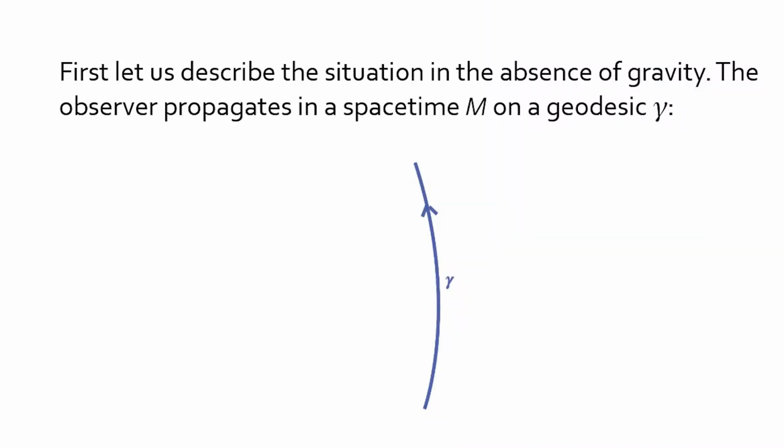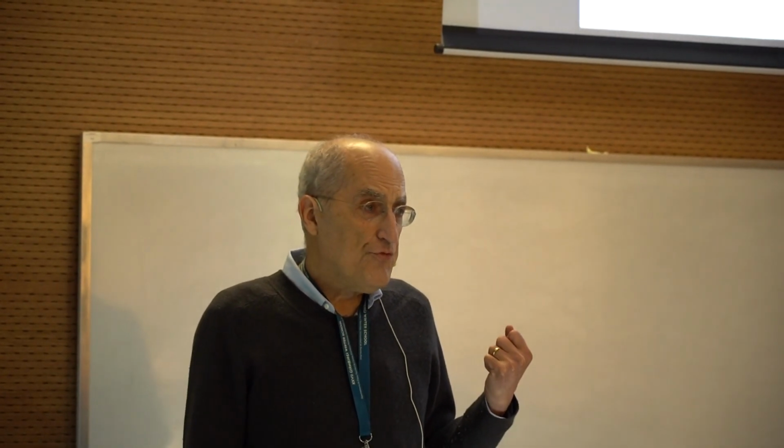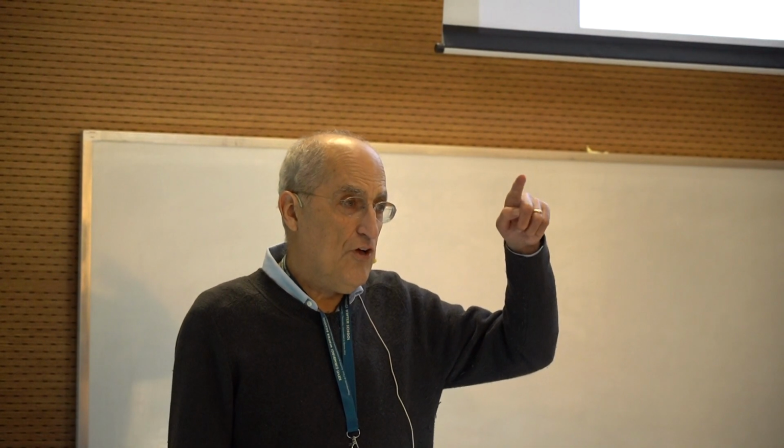Well, first let's describe the situation in the absence of gravity. The observer propagates in a spacetime M on a geodesic gamma. Well, I don't have to assume a geodesic. It's just the simplest model I can assume. In the absence of gravity, I could pick an arbitrary curve in spacetime and say that's the observer's world line. In the presence of gravity, I can't do that. I need some dynamical law that determines the world line. The simplest is to assume that the observer travels on a geodesic. We could make a more complicated model.